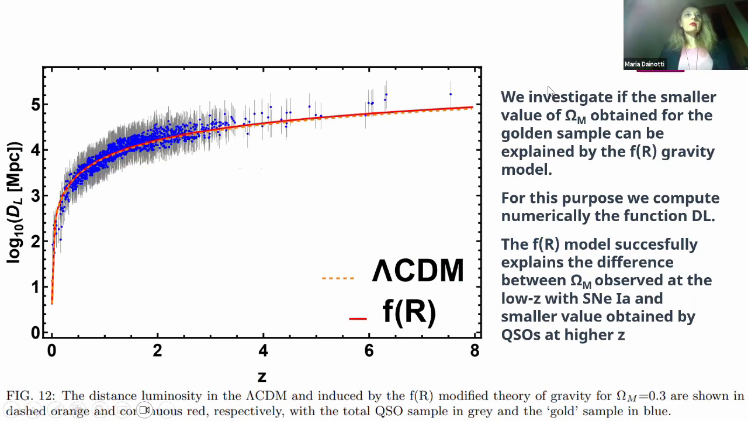Now, if we would like to investigate the fact that in this case we have a smaller value of the omega m parameter, we could also explain this with the f of R theory of gravity. In this case, the f of R theory, the red line, is very similar to the lambda CDM model, the orange line. But it is also possible within this theory to better explain this small variation of the value of omega m.